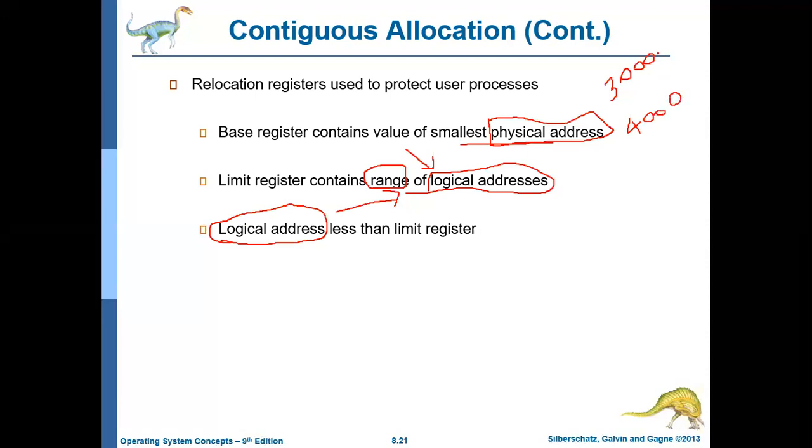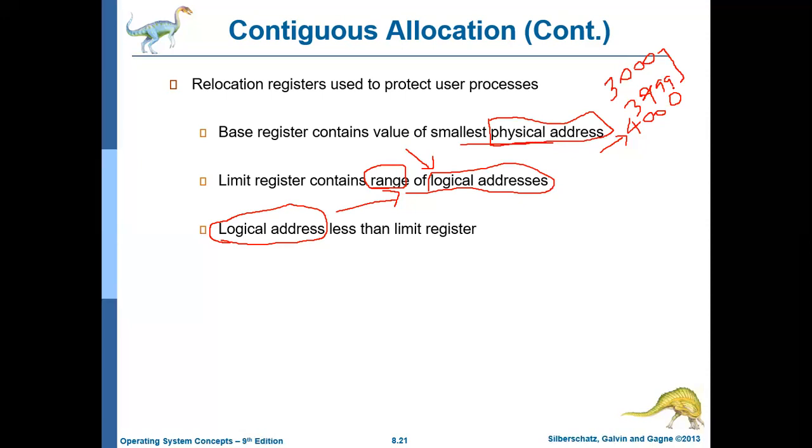So it means starting from 3000 it can access up to the 3999th location. 4000 it cannot access. 4000 is the limit. It cannot access from 4000. So the actual address it can access is from 3000 to 3999. So this many locations it can access, right?